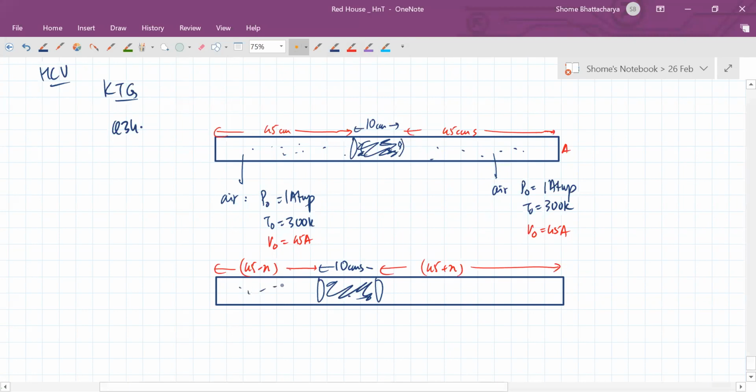Because now this will be at some new pressure, but at a temperature of 0 degrees C, so that is 273 Kelvin, and at a new volume of 45 minus x into A. Now this side will be at the same pressure. Why does it have to be at the same pressure? Because the mercury has to be in equilibrium. So the force that this gas is applying must be balanced by the force that the other gas is applying. So F should be equal to P into A, whereas right now earlier the force was F naught.